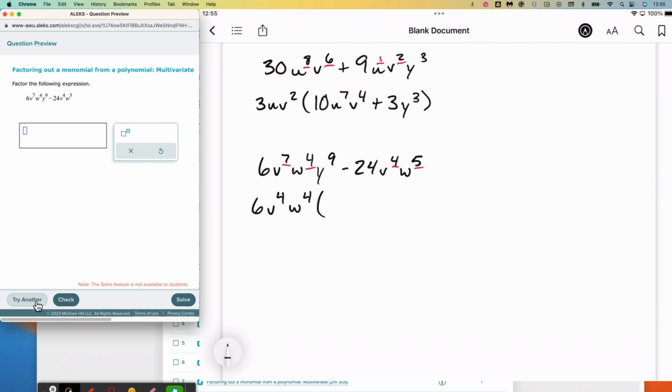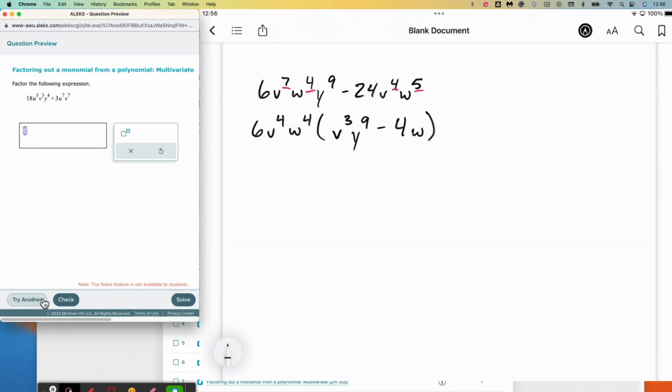So 6 divided by 6 is going to make 1. V to the 7 divided by v to the 4 is going to leave v to the power of 3. W to the 4th divided by w to the 4th is going to be 1. Y to the 9th is still there. Minus 24 divided by 6 is going to be 4. And then v to the 4th divided by v to the 4th is 1. W to the 5th divided by w to the 4th is going to leave 1 w. We could put to the power of 1, we don't need to though, so we're not going to. And that looks good.